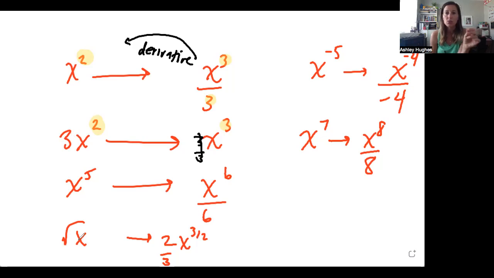Now, when you have a root or a fraction, just like when we first learned derivatives, you're going to rewrite it. When you add 1 to 1/2, you're adding 1, which is like adding 2 over 2. So that becomes 3/2. And then when you divide by 3/2, you're multiplying by the reciprocal. So that's the 2/3 in front. Be careful when you're adding 1 to negative exponents, because then -5 plus 1 actually is -4. So that's a really fast way of showing you the pattern. This is the power rule for antiderivatives.